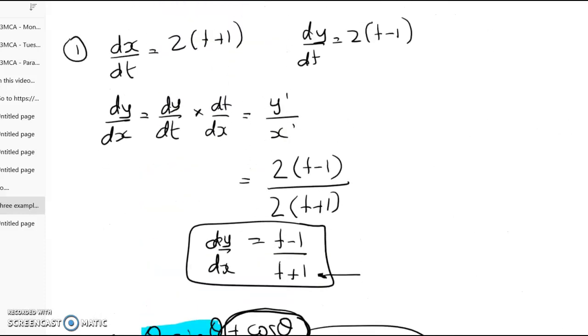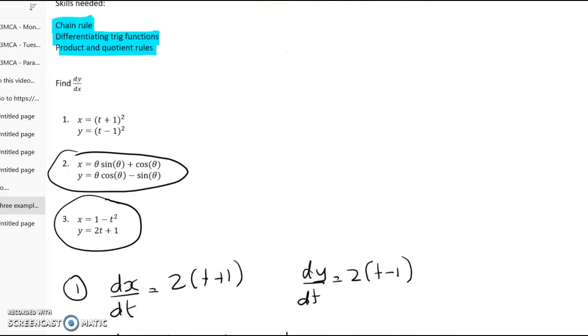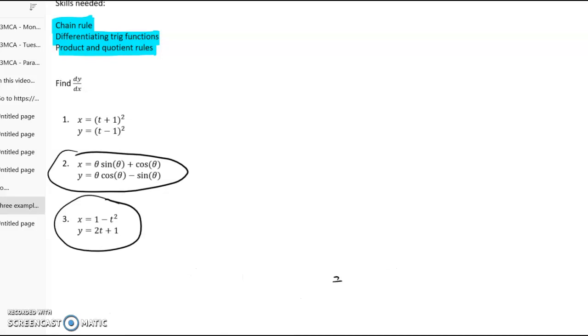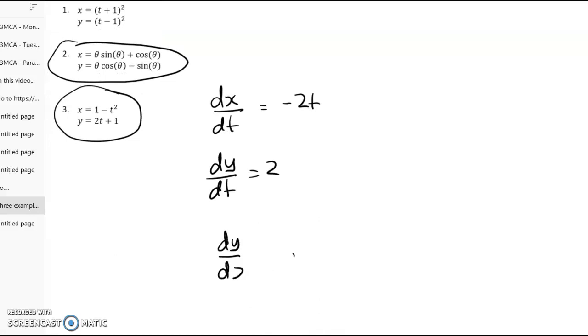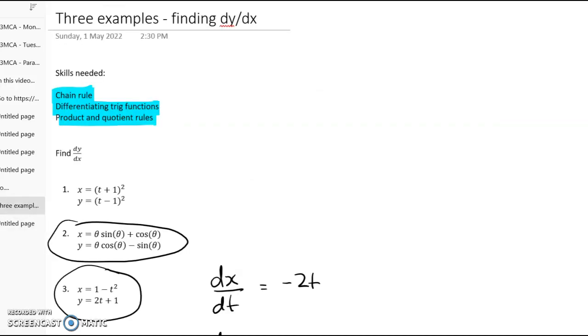And then the last one that I'm going to do is actually one that's used in the textbook but much further down with a whole bunch of other skills. So all I'm going to do here is the easy bit, which is finding dy by dx. dx by dt, very easy one here. dx by dt is negative 2t and dy by dt is equal to 2. That gives me dy by dx is equal to y dash over x dash, which is 2 over negative 2t, or negative 1 over t. So there you go, that's all for now.